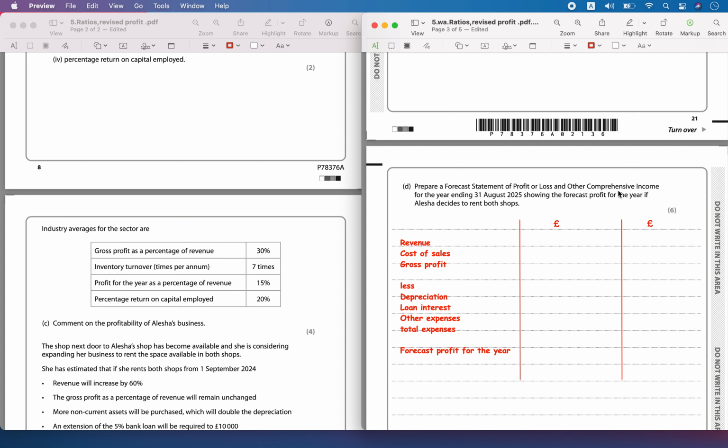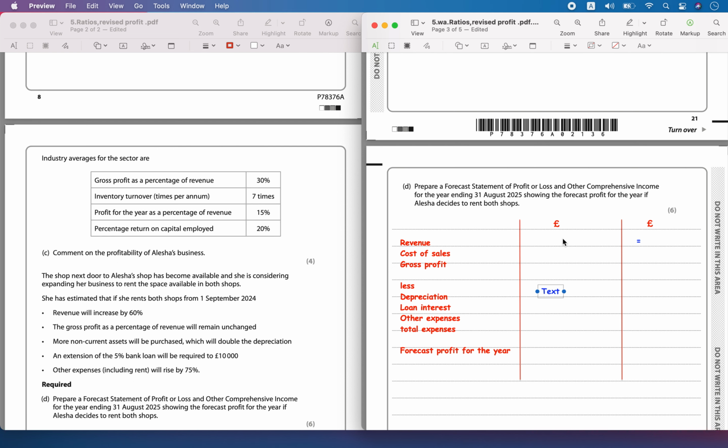Then prepare the forecast statement of profit and loss and other comprehensive income for the year ended 31st August 2025, showing the forecast profit for the year if Alesha decides to rent both the shops. So let's calculate the forecast profit. The revenue is going to increase by 60%, so 50,000 plus 60% of 50,000. So that value is going to be 80,000.